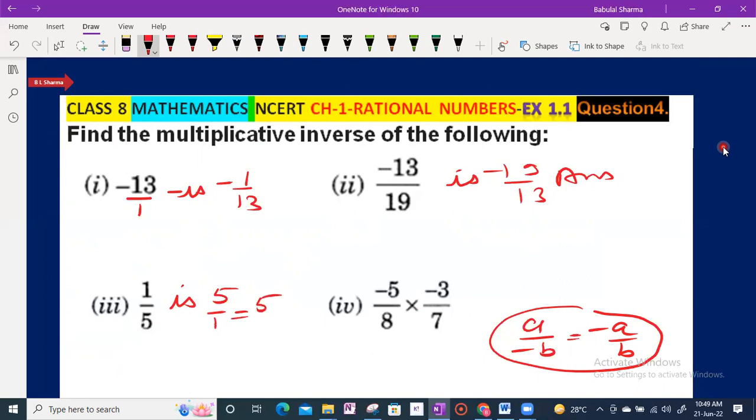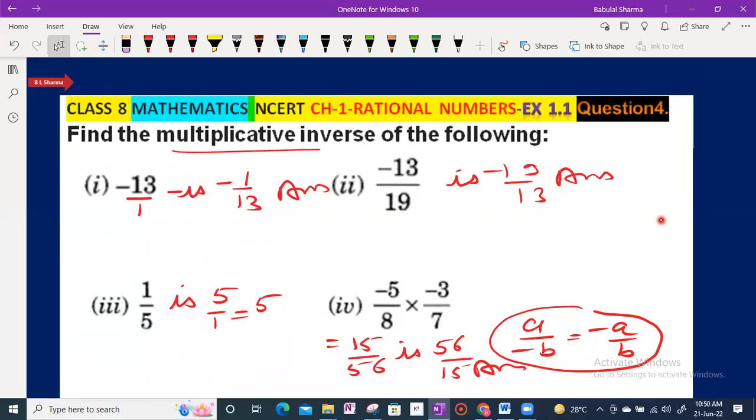And for the next question, we have to simplify this first. That is minus 5 into 3, which is 15/56. Now we take its reciprocal, that is 56/15, answer. So this is the answer of this question. Multiplicative inverse means reciprocal.